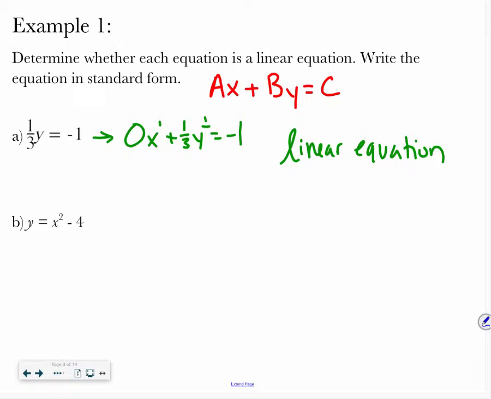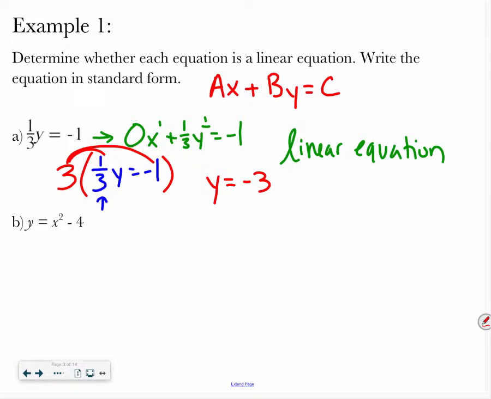And in order for it to be in standard form, another thing, we don't like fractions for standard form. So instead of writing it 1/3 y equals -1, we want to get rid of that 1/3. And in order to get rid of that 1/3, we can multiply everything by a 3, because right now we are dividing by 3, and if we do that, we end up with y equals, because 3 times 1/3 is just 1, and then 3 times -1 is -3. So that is our standard form for part A.